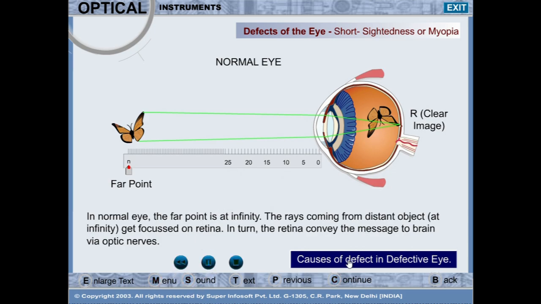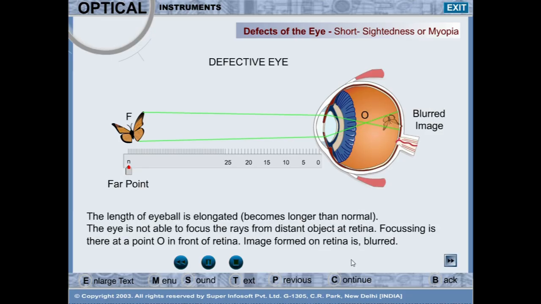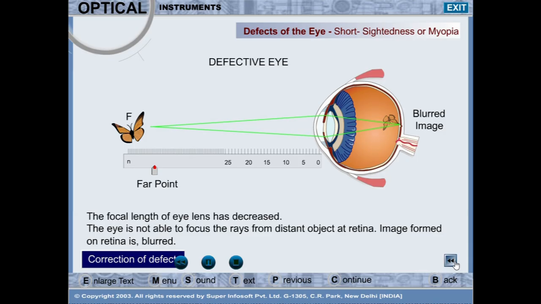Myopia or short-sightedness. In the normal eye, the far point is at infinity. The rays coming from the distant object at infinity get focused on the retina. In turn, the retina conveys the message to the brain via the optic nerves.